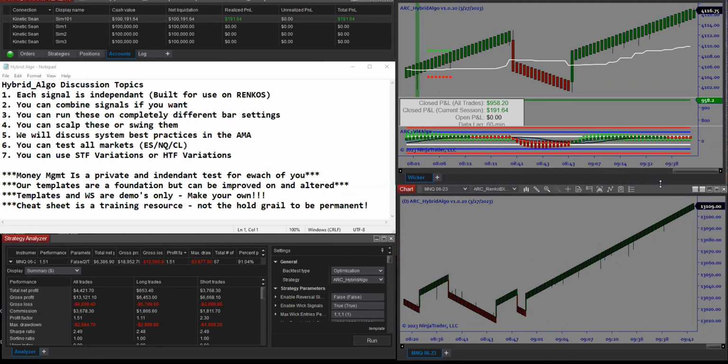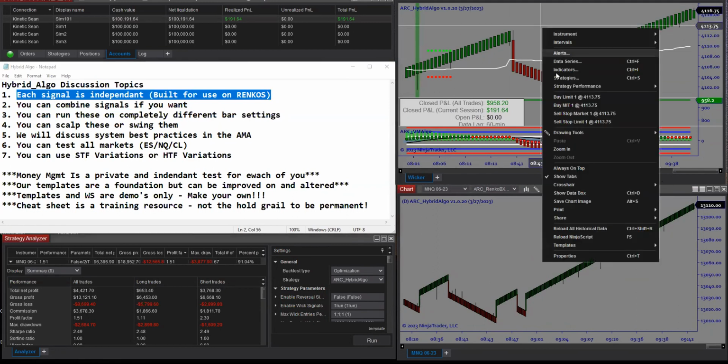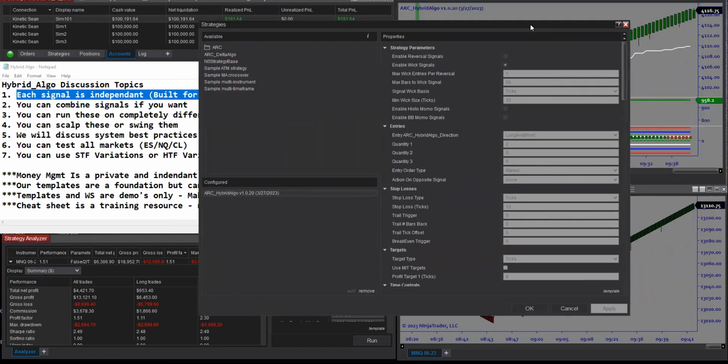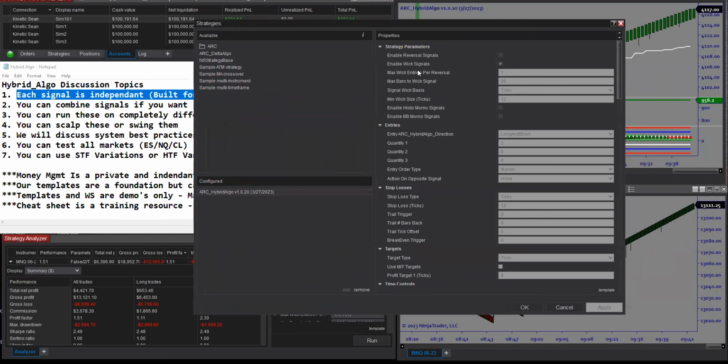you can go as simple or as complex with it in terms of the Renko bar sizing that you want to create. So let me give you an example. Yesterday, we talked about how every single one is independent. Yes, it is. But when you go into the actual strategy section and you open up the algo, you're going to see at the top here, there's several signals. There's the reversal signal. There's the wick signal.